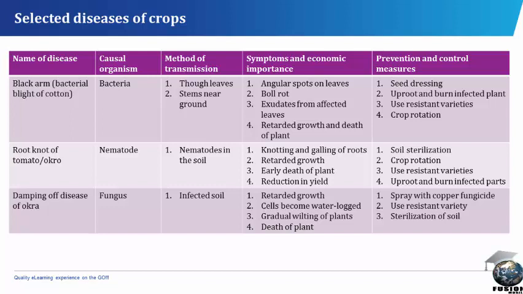Damping off disease of okra. Causal organism: fungus. Method of transmission: infected soil. Symptoms and economic importance: retarded growth, cells become waterlogged, gradual wilting of plants, death of plants. Prevention and control measures: spray with copper fungicide, use resistant variety, sterilization of soil.